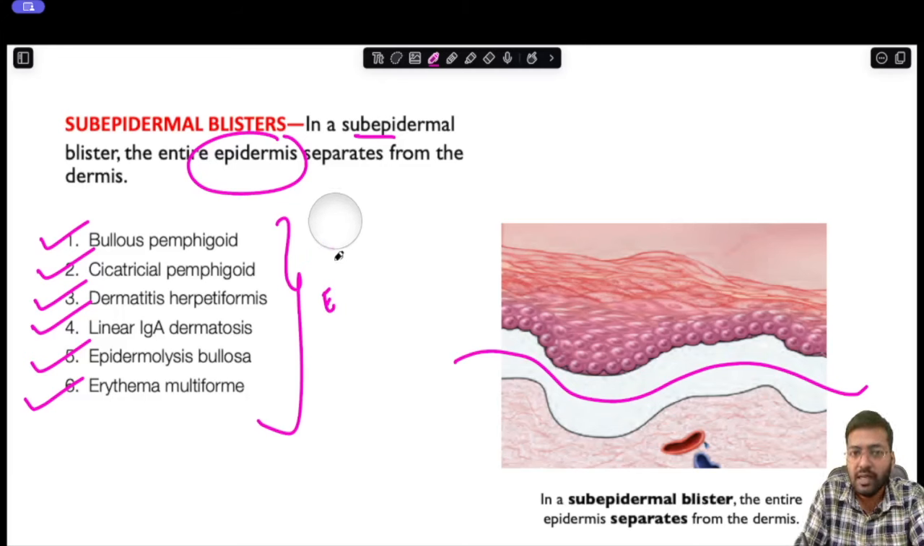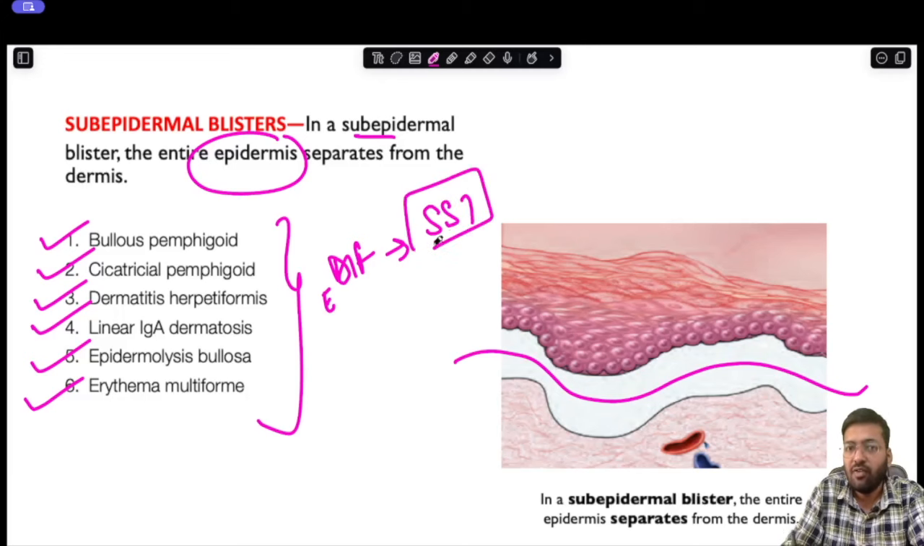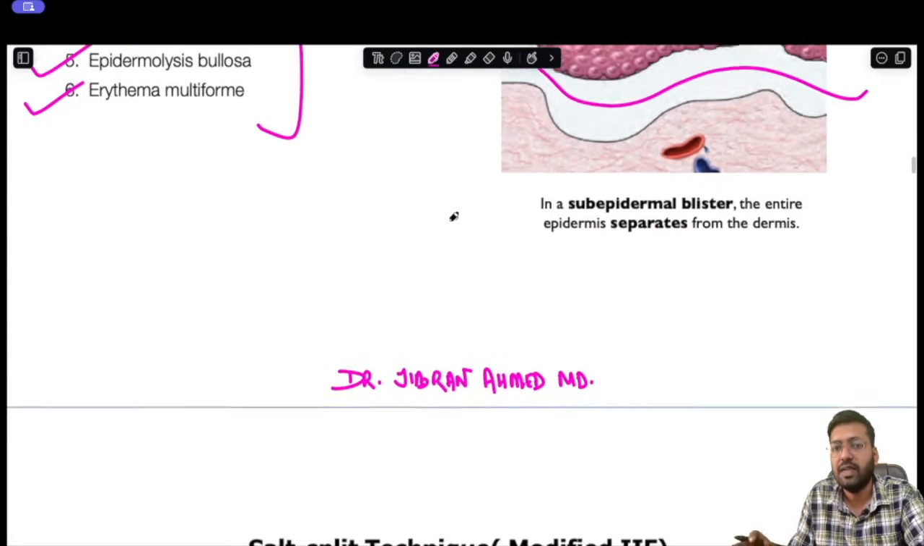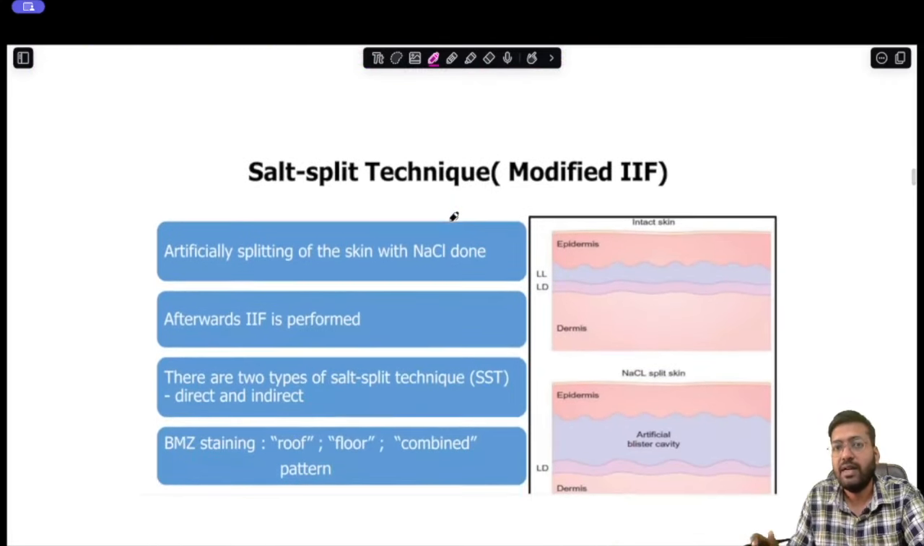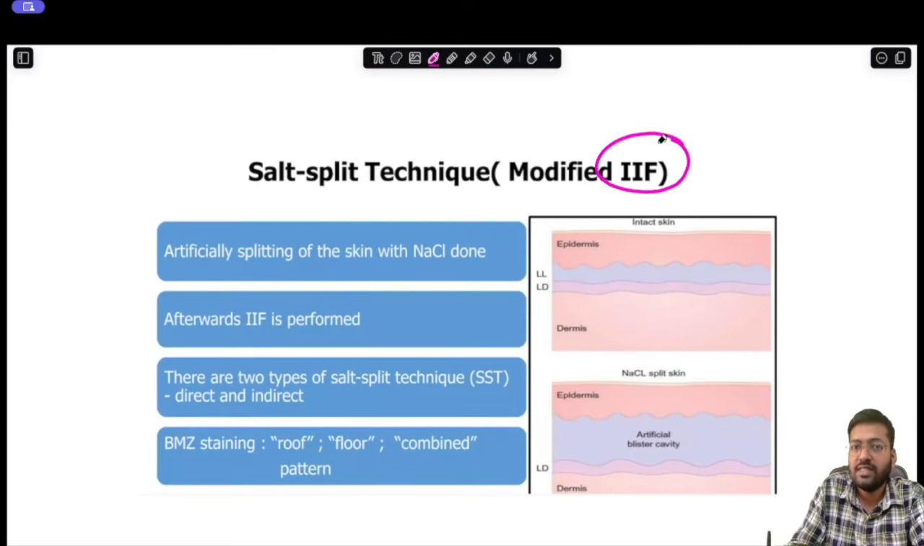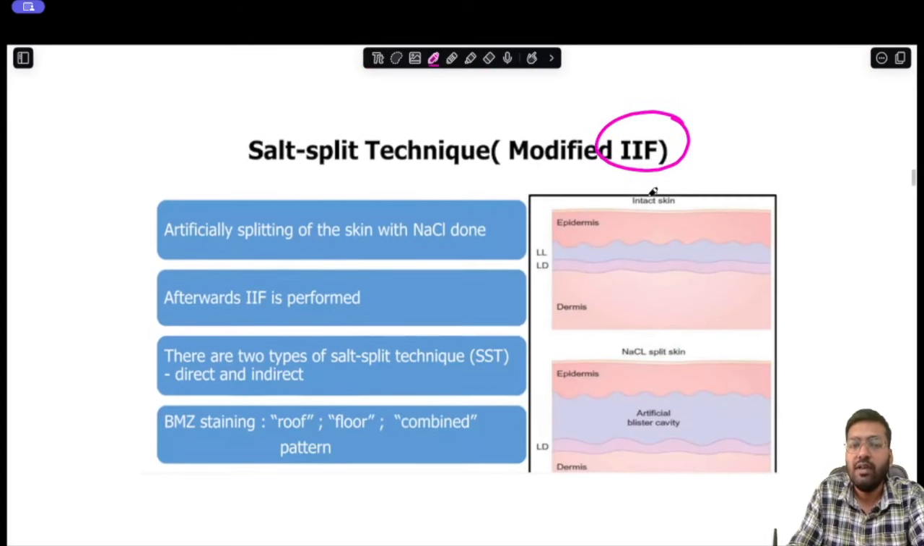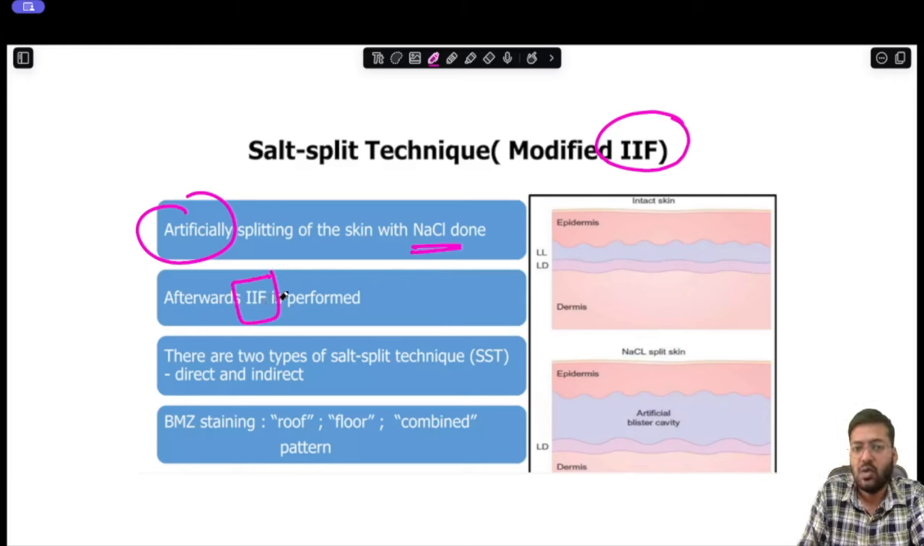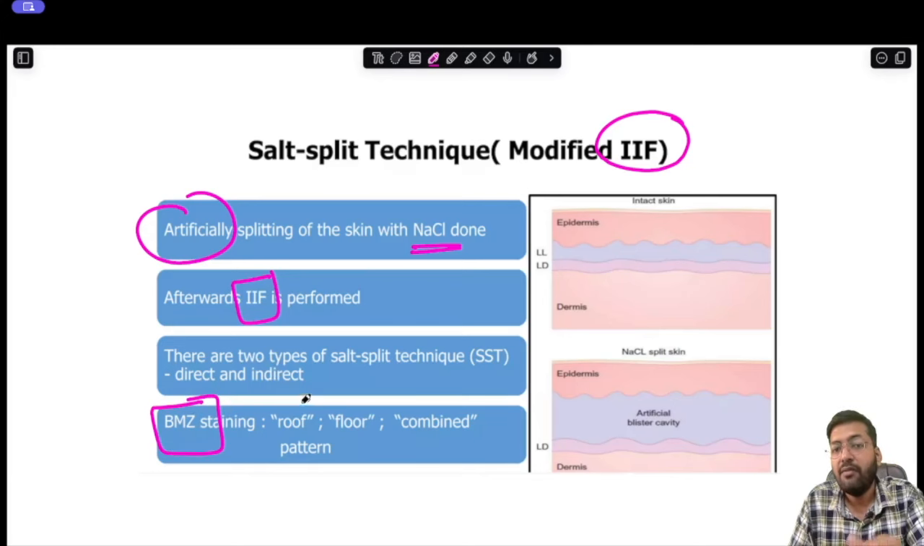So to differentiate among such conditions, we carry out the salt split technique. The salt split technique is followed for differentiating between these conditions, and I will explain what it is. This is the salt split technique, a modified immunofluorescence. Here we artificially split the skin with sodium chloride, and afterwards indirect immunofluorescence is performed on that skin. Now there are two types of salt split technique. One is the direct and indirect type, and remember one thing, the basement membrane zone staining can have different kinds of pattern.